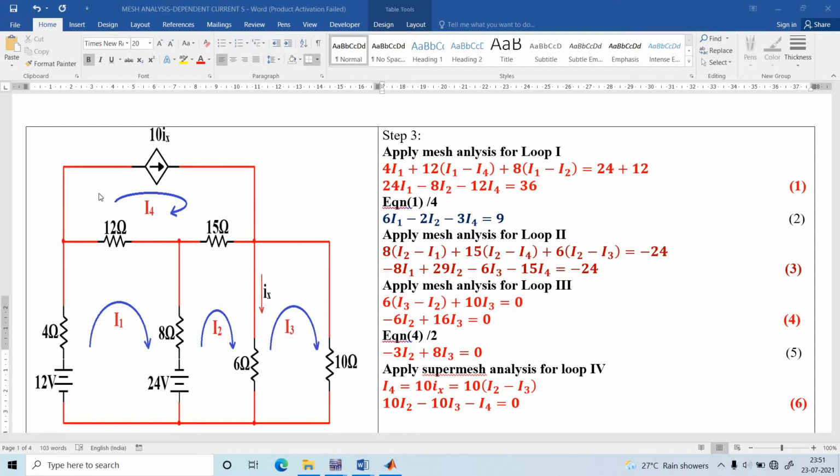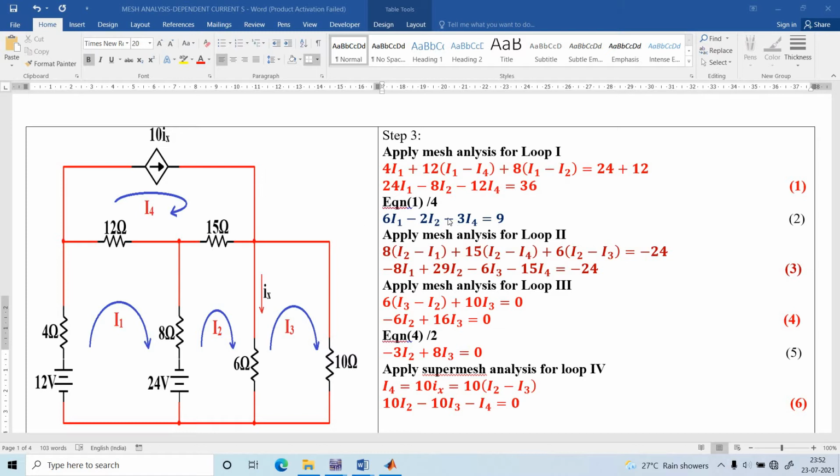Then see this loop. This loop consists of a current source, so this comes under a super mesh. How to write the equation? I4 equal to 10 into Ix. Both the currents are in the same direction. How can we write Ix? Ix equal to I2 minus I3, since I2 and Ix are in the same direction. So I4 equals 10 into (I2 minus I3). Expanding this: 10 I2 minus 10 I3 minus I4 equal to 0. This is the equation 5.